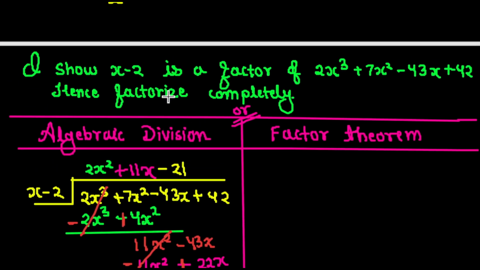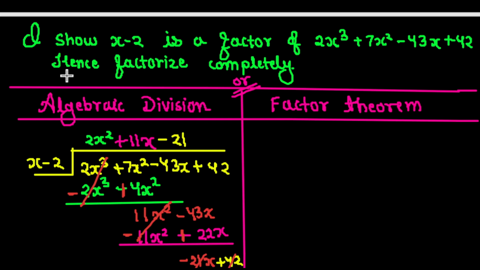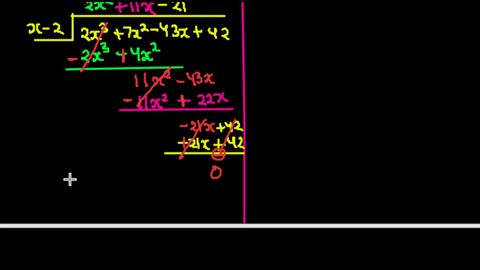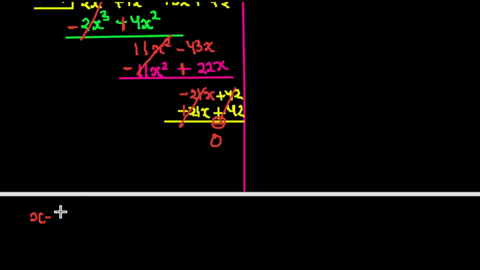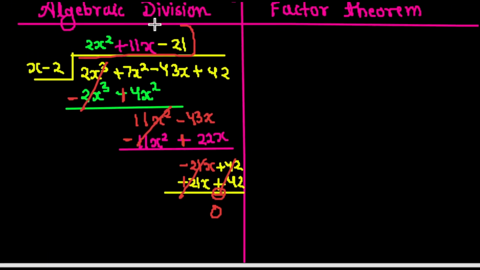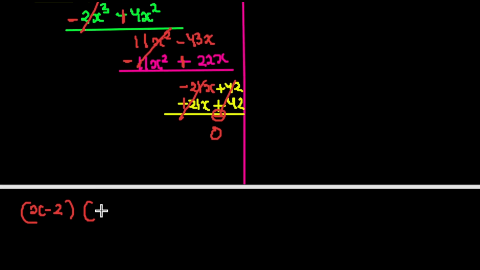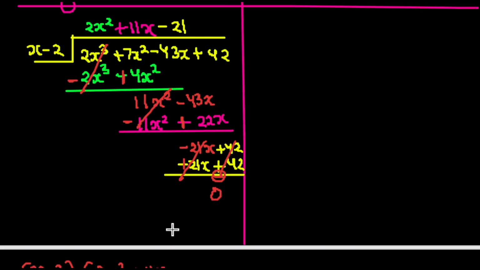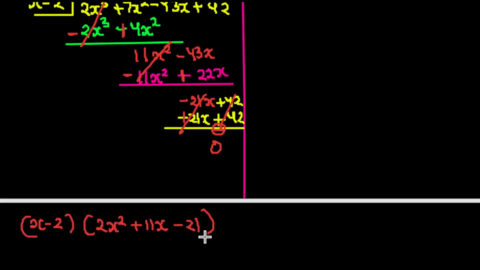But the question is not yet complete. They are asking you to completely factorize it. Now, if this is a cubic equation, it's going to have three factors. So one of the factors we already got. We proved that this is a factor, so just mention here that x minus 2 is a factor. Now you need to find the remaining two factors that you will get from here. This is a quadratic equation, right? 2x squared plus 11x minus 21. That is a quadratic equation.